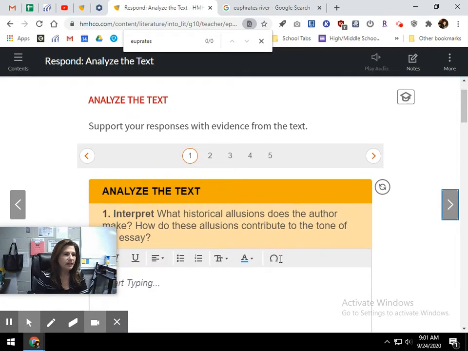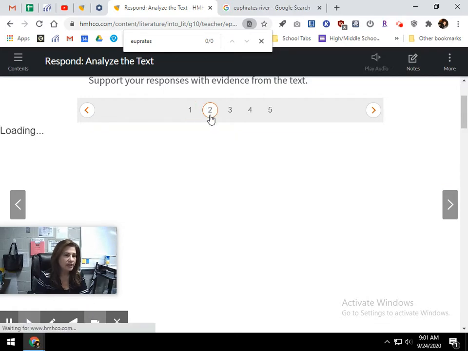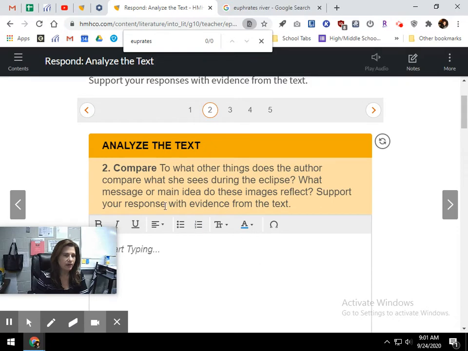She says the hillside was like an old photograph, a tin photograph that had started to fade. That is a comparison that she is using. Okay, that's her comparing what she sees. The hillside suddenly went this silvery metallic color. And so what message or main idea do these images reflect? And support your response with evidence from the text.